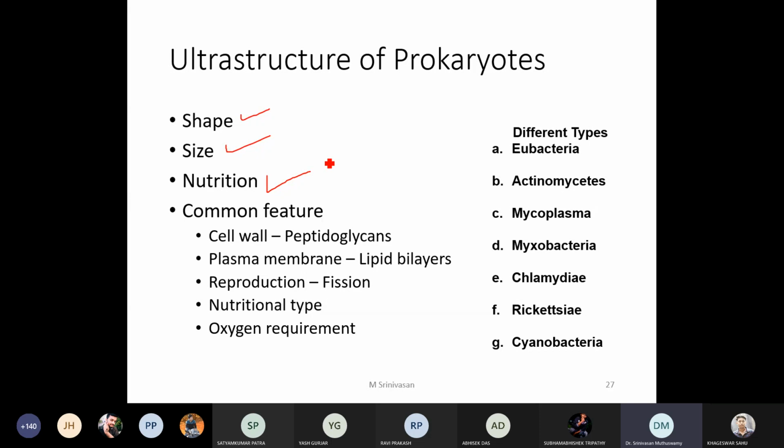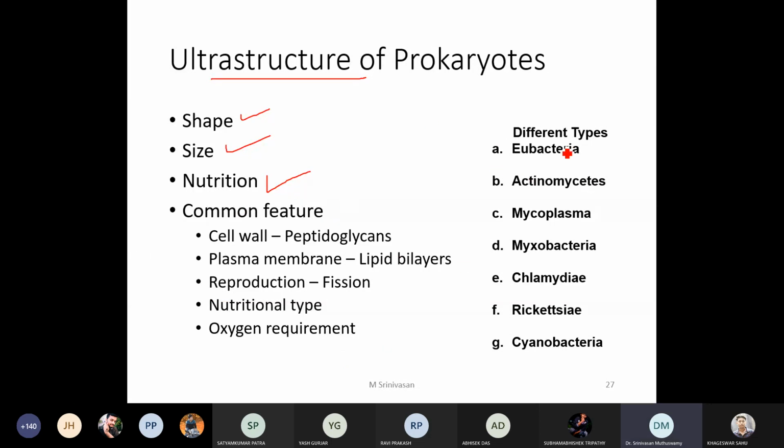But there are so many other factors. Based upon the pH requirement, the organism can be classified. Based upon the temperature at which they grow, they can be classified. So there are numerous other ways the physiological conditions can be used to classify the organism. And now we will see some of the very fine structure of the bacteria, like the cell wall, plasma membrane, and the different kinds of organelles they have. All those things we will see in detail in this session.